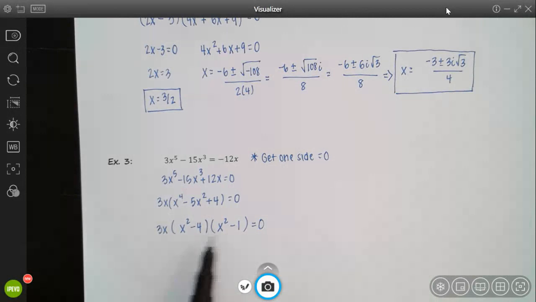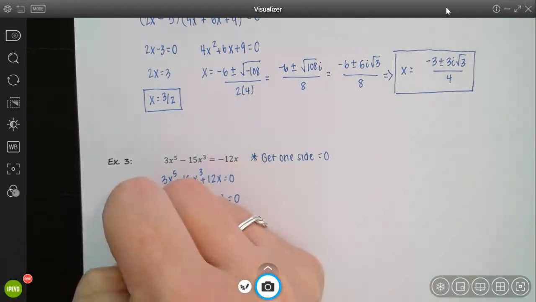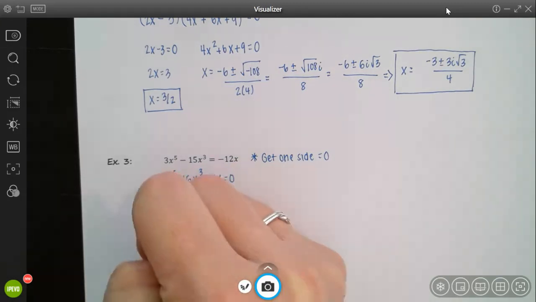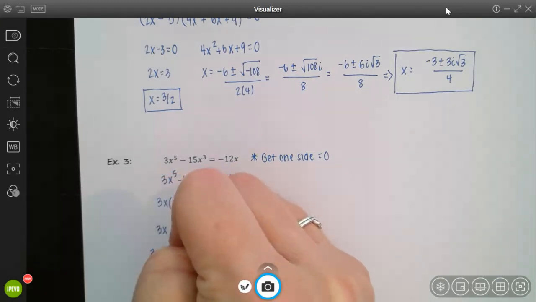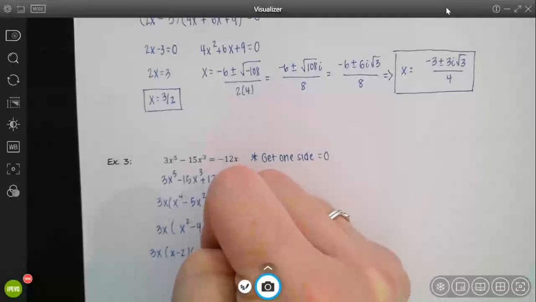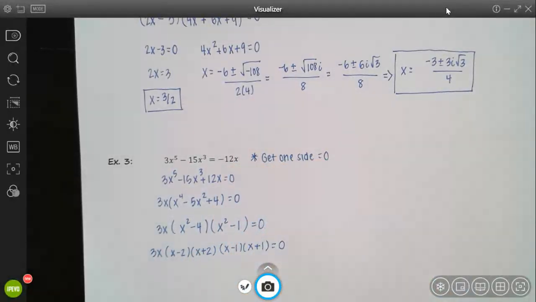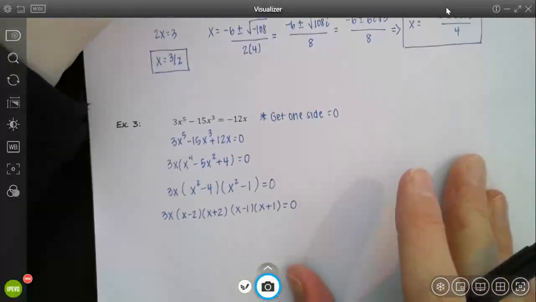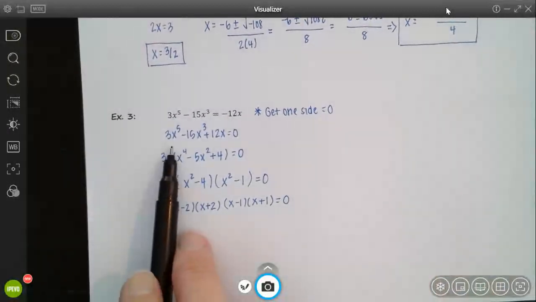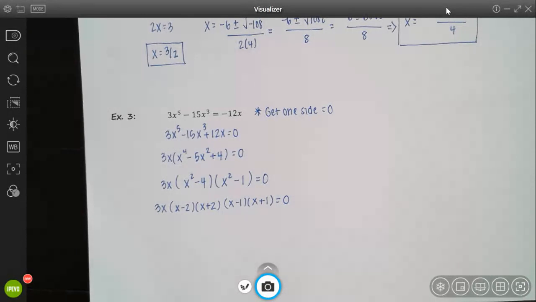So I'm going to use my differences of two squares factoring pattern to write this as x minus 2 and x plus 2. Write this as x minus 1 and x plus 1, all equal to 0. And notice that also in every step, I'm bringing down the GCF of 3x, so don't drop that either. And at this point, everything's broken down into its smallest factor. So this is where I can go ahead and use my zero product property. And if you notice up here, we should have 5 solutions because our highest degree is 5.